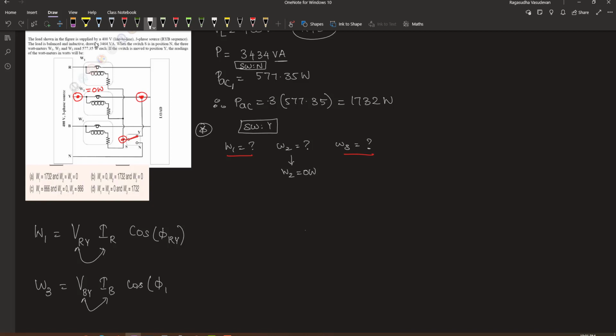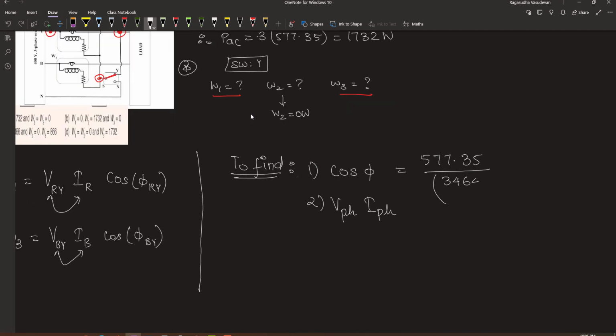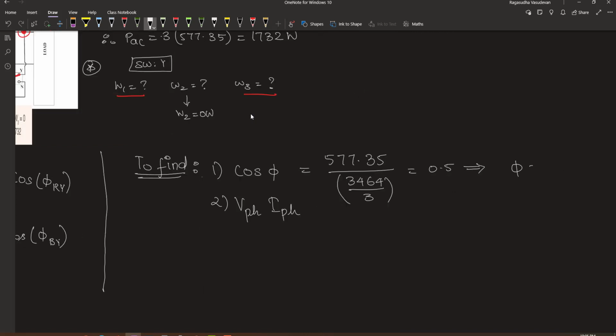I am denoting it as VBY. Now we have to find out the power factor and the product of phasal voltage and the phasal current. The power factor will be 577.35 divided by 3464 divided by 3. This is equal to 0.5. So this implies that the load angle is equal to 60 degrees.